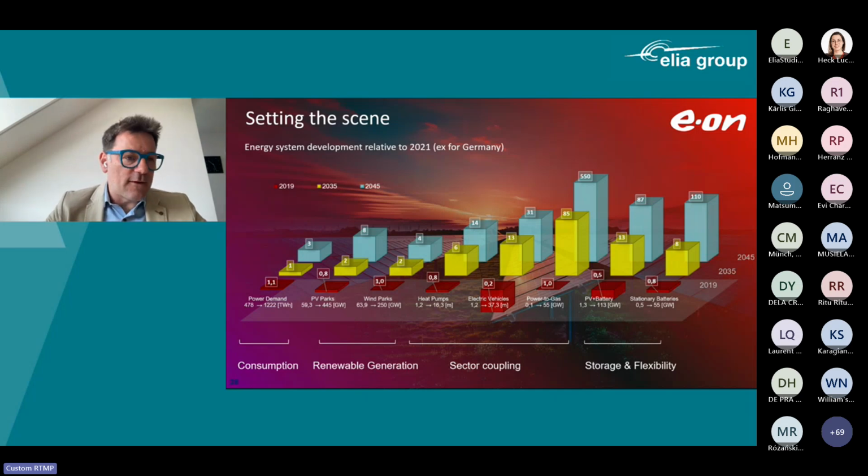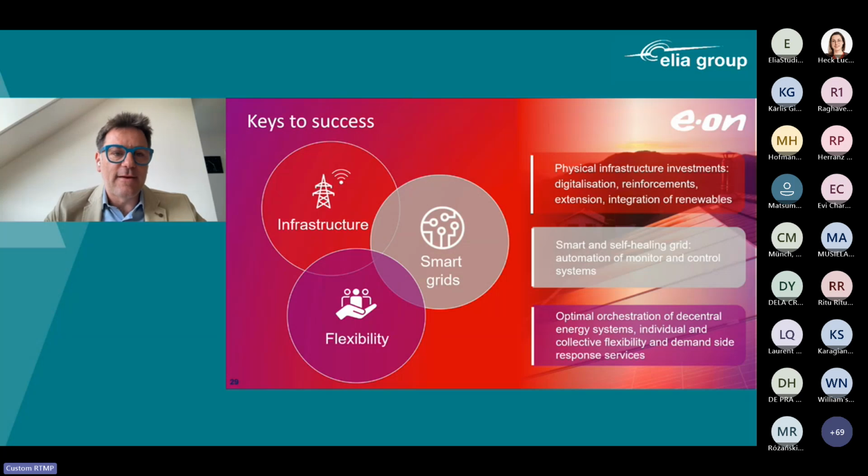So what are the keys to success to master this increase and the pace of change in the energy systems? We see three main pillars. If you move to the next slide, the first, of course, is to invest in the physical infrastructures, meaning that we can make it digital. We should reinforce and extend it and allow more integration of renewables. And at the same time, through digitalization, we want to make these infrastructures smarter and self-healing, with a number of automations of processes that have to do with the monitoring and control of the system.